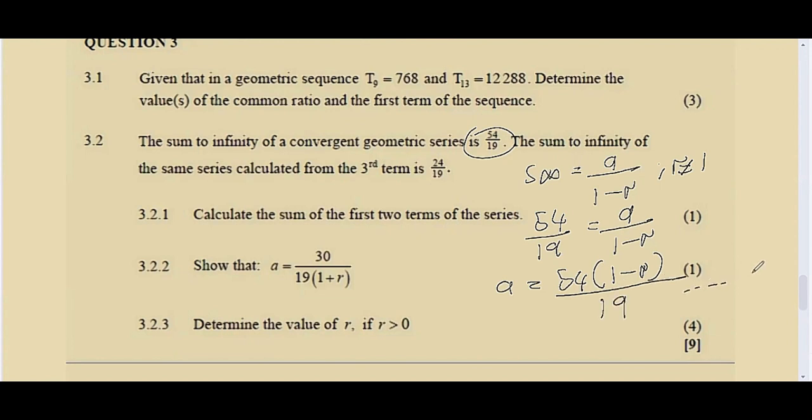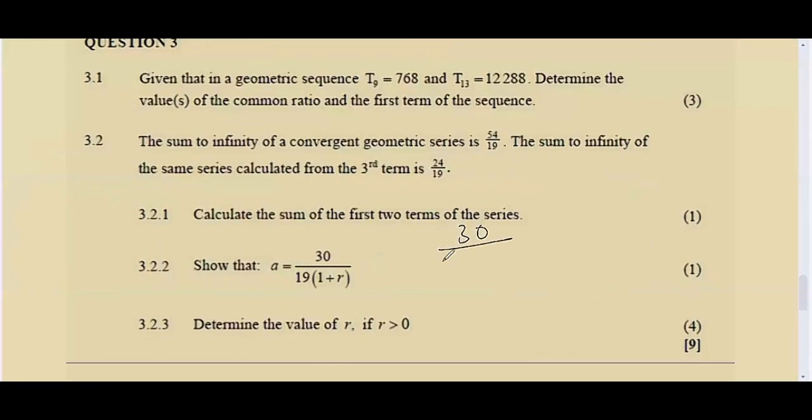So let's call this equation number 2, and then we'll call this one here that we proved in 3.2.1 as equation number 1. Now, because both these expressions are expressed in terms of A, that means we can equate the two, because A in both these equations is the subject of the formula, right? So remember that's 30 over 19, 1 plus R, and the equation that we got previously there is 54, 1 minus R, and then we have 19.